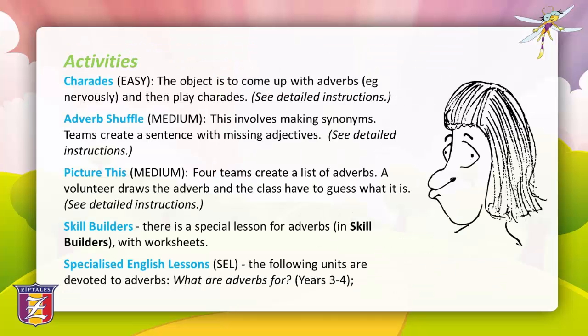Activities. Charades: the object is to come up with adverbs, for example, nervously, and then play charades. See the instructions. Adverb shuffle: this involves making synonyms. Teams create a sentence with missing adjectives. Picture this: 4 teams create a list of adverbs. A volunteer draws the adverb and the class have to guess what it is. And don't forget the skill builders and the special English lessons.